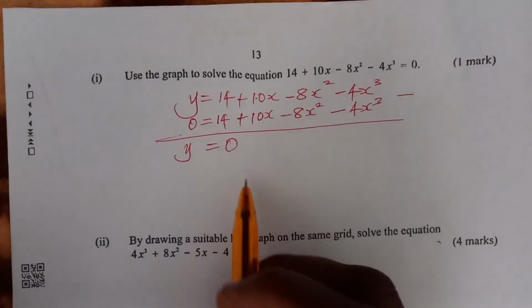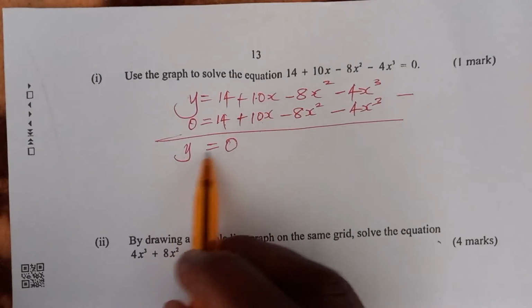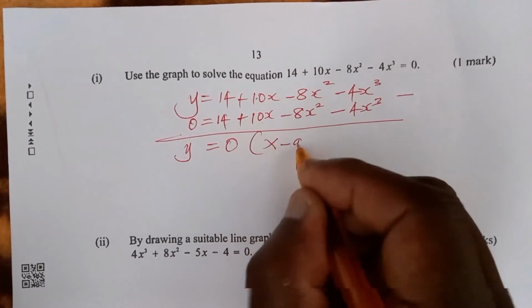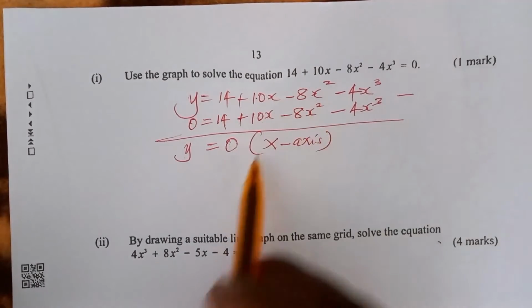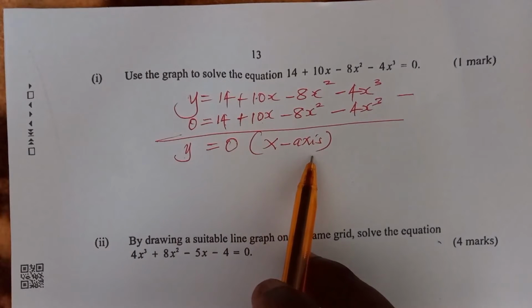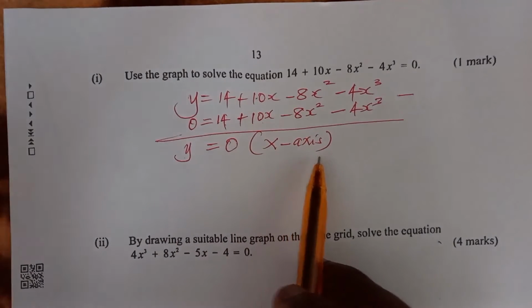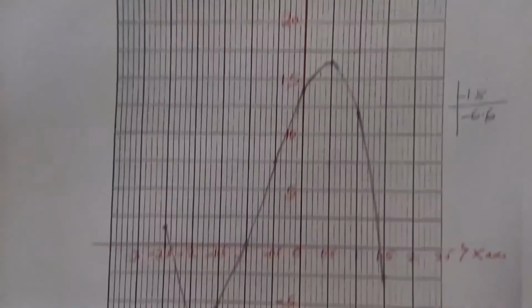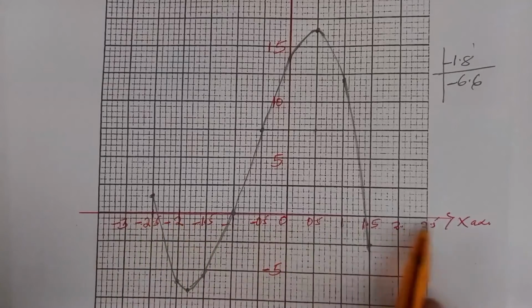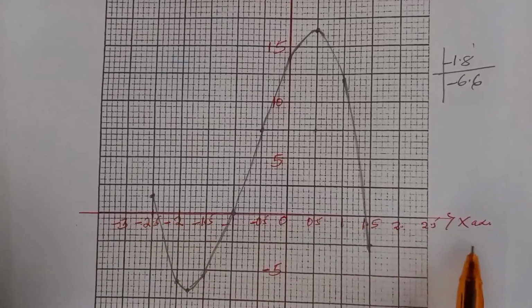So now after you've done that, you need to draw this line. And which is this line? Y is equals to 0. You don't even need to draw this because it is the x-axis. So this is the equation of the x-axis. So to solve this, just go to the graph and identify the x-axis. So the x-axis is here. So to get the solution, get the point at which that curve cuts the x-axis.